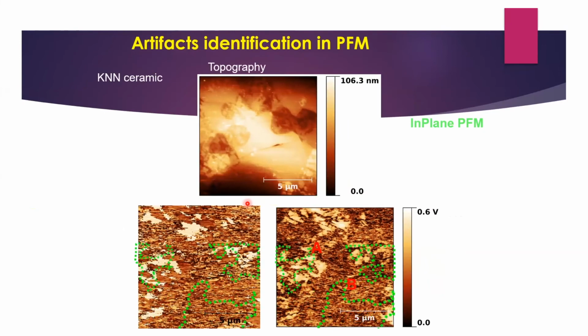Maybe the domains are in the plane. This is why we use the in-plane PFM, and we measure this phase and amplitude, and we can see that in this region we have the distribution of domains, and we don't have a signal in this part of the sample.